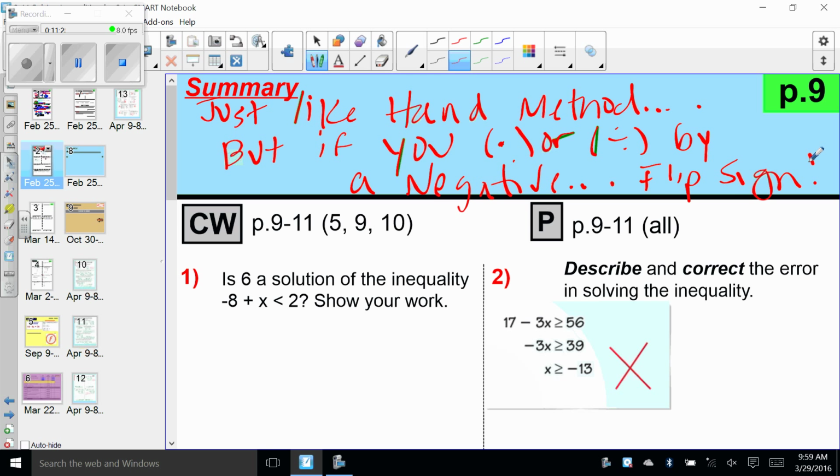Your homework for tonight is to finish page 9, 10, and 11 due tomorrow. 9, 10, 11. Be very careful on making that decision on the sign.